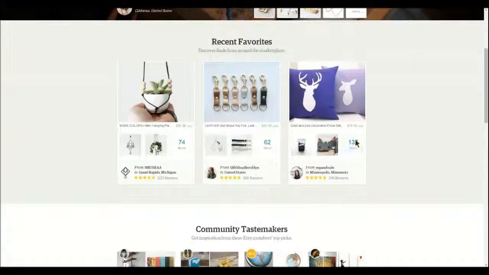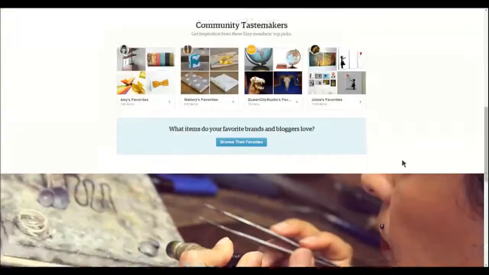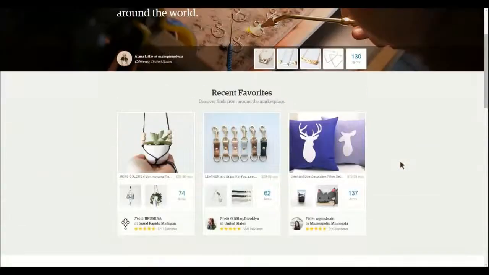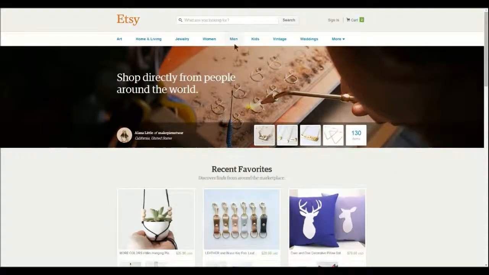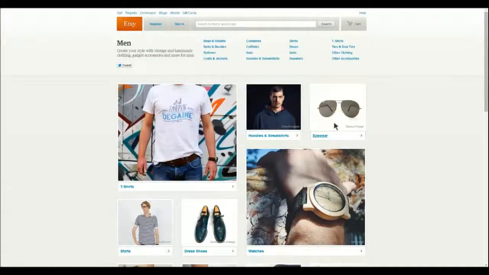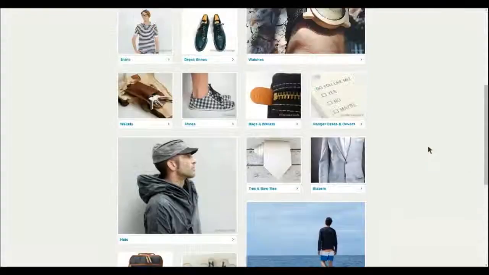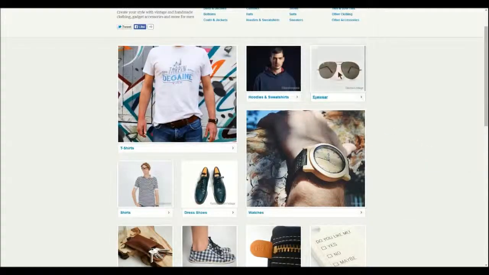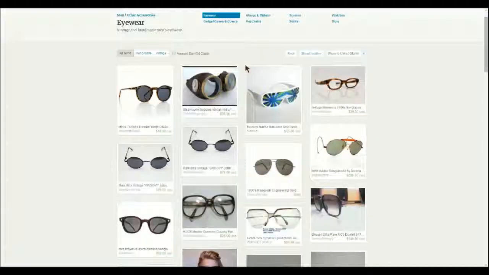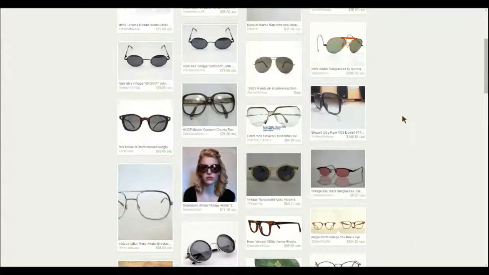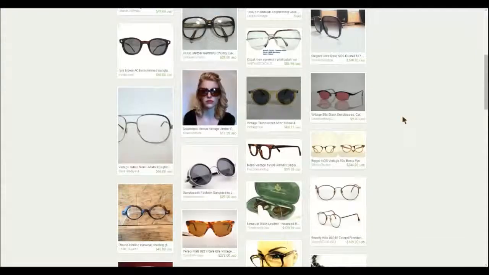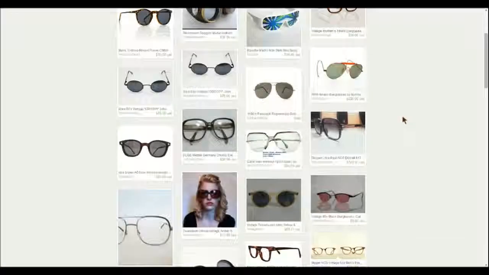The categories are listed at the top, and products are organized in a less linear fashion as you scroll down. We're going to look for sunglasses and men's, but the category for women would be very similar. The men's products are organized in more subcategories, but we'll look in eyewear. Because of the way things are tagged, we get much more diverse results than we did with Amazon, and that has everything to do with folksonomy.